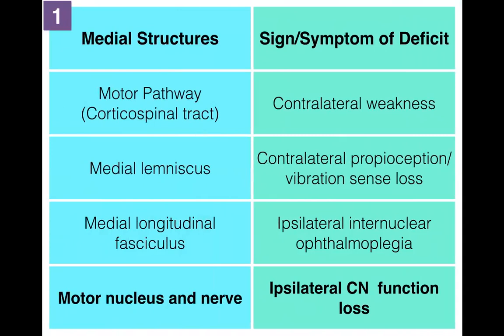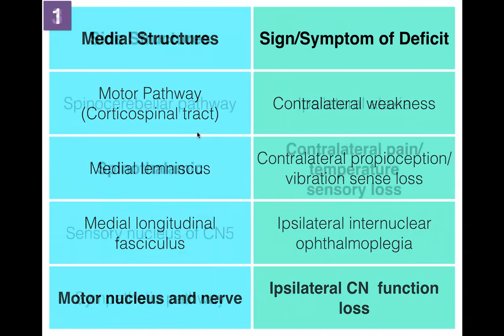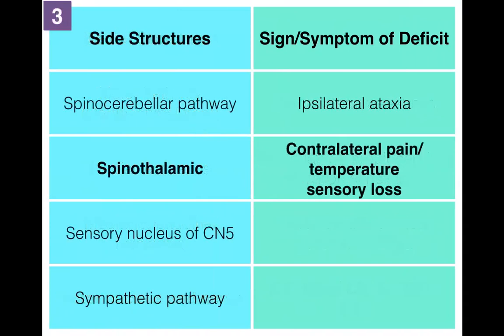So the fourth structure are the motor nucleus and nerve of cranial nerves number 3, 4, 6, and 12. We'll discuss those structures when we discuss the different cranial nerves in the middle part of our lecture here. So let's discuss now the different side structures. They all begin with the letter S.